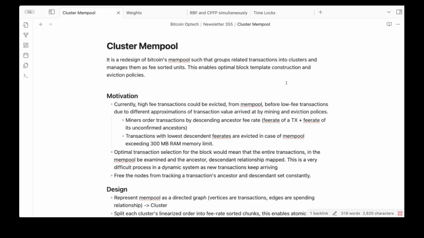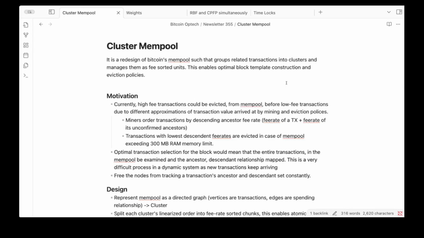So what this cluster mempool design will bring in is that it will help you improve fee collection by the miner, and it will help select optimal transactions for the block. This problem of optimal selection becomes complex without the cluster design.